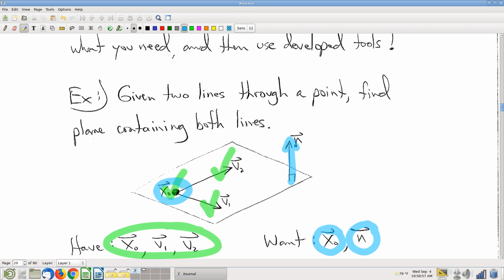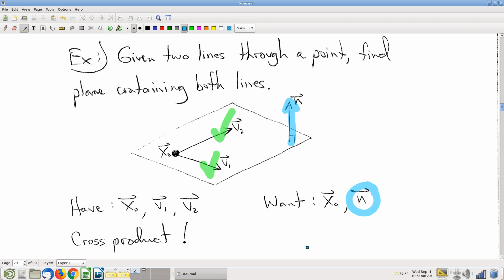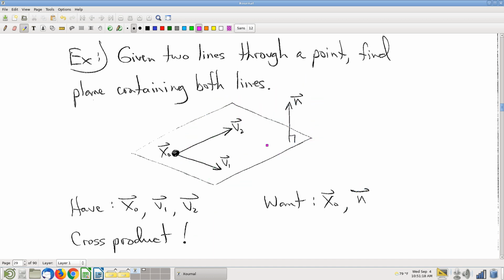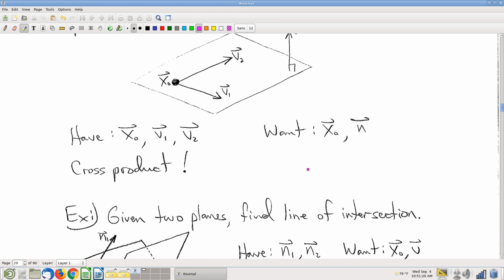You're exactly right on what to do. We focus on the fact that we have two vectors parallel to the plane. We want a vector perpendicular to the plane, and the cross product totally does that for us. The cross product turns that into that. And I'll let y'all think about the details.